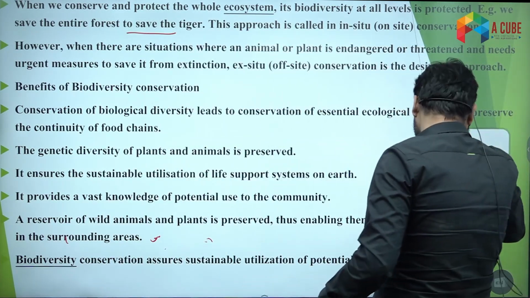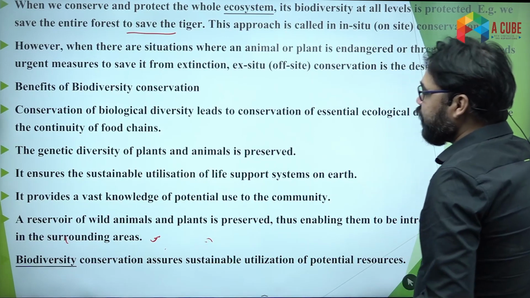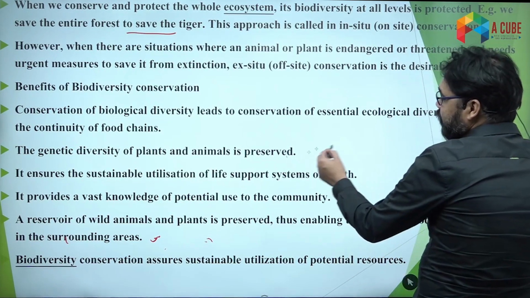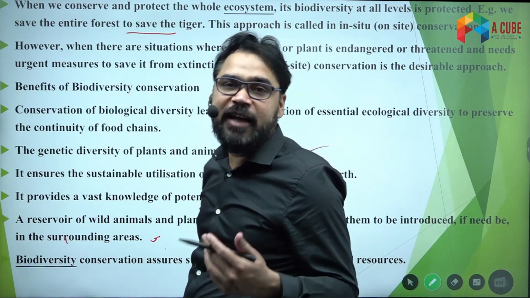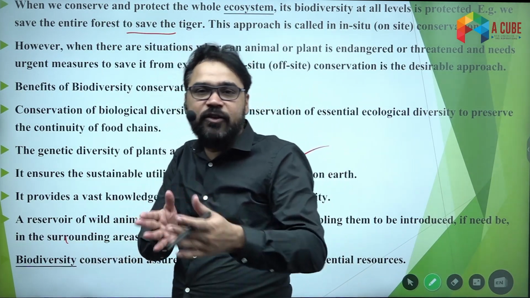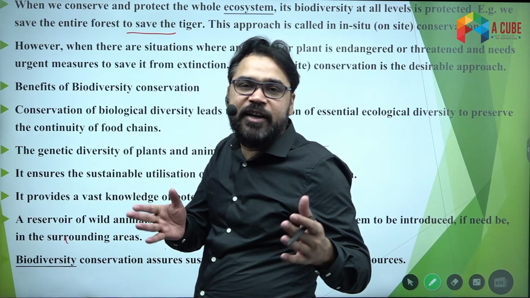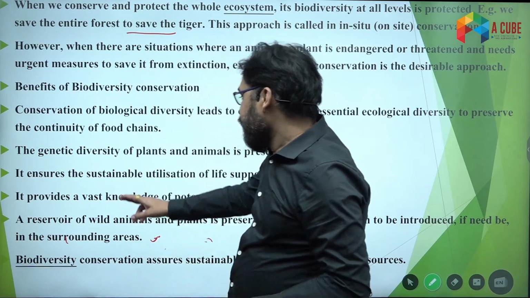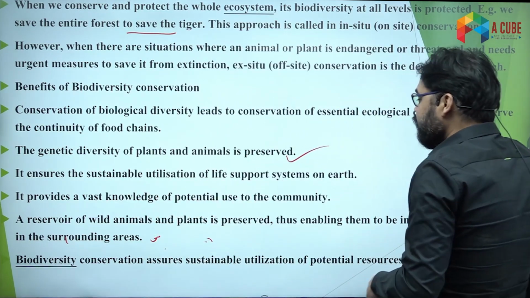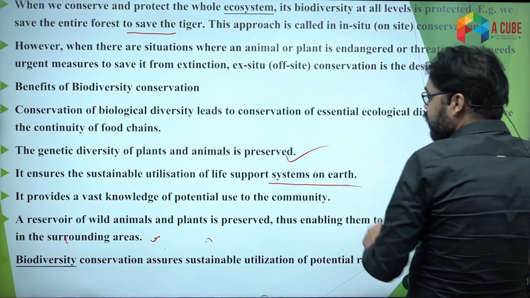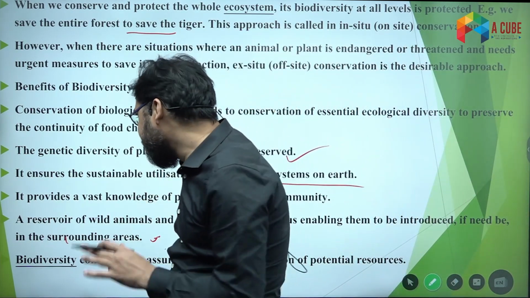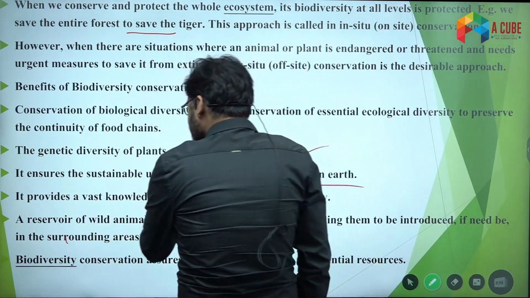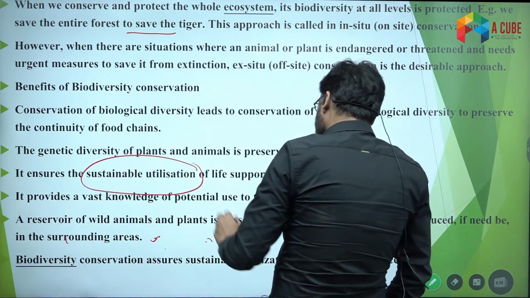Then, the genetic diversity of the plants and animals is preserved. Yes, a very obvious reason. One of the most important things is that genetic diversity. We have to see various kinds of species with various genetic configurations. Okay. It ensures the sustainable utilization of life support systems on Earth. See, again, a very important aspect when I'm speaking about sustainable utilization of life support systems on Earth.